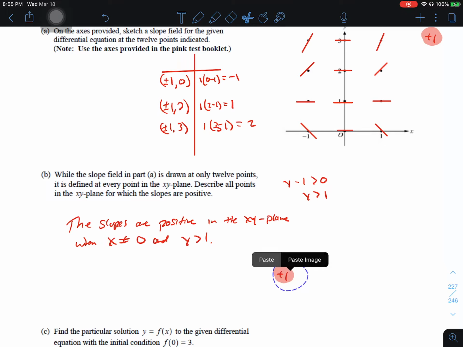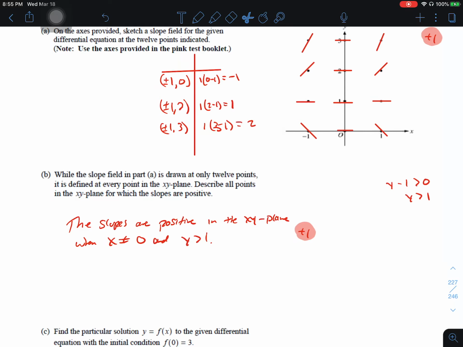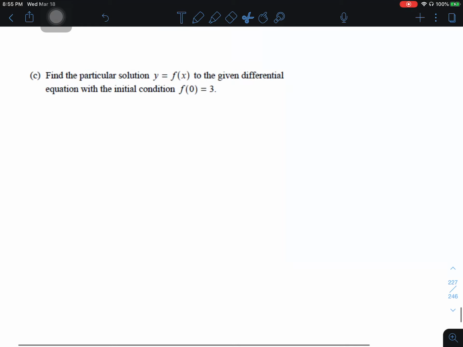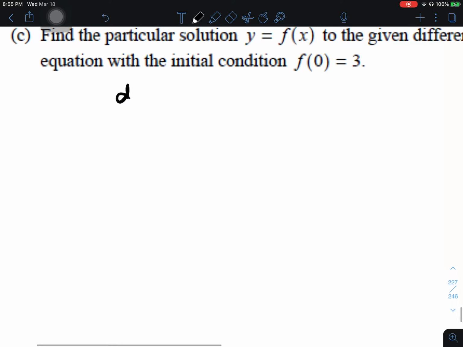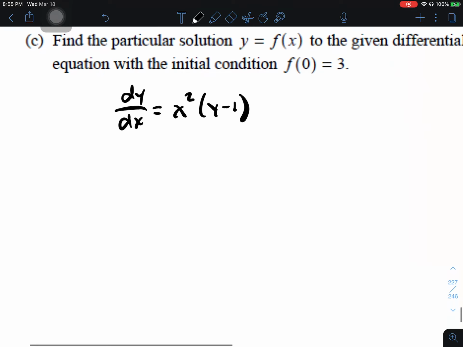You would get 1 point for saying that. Part C: find a particular solution y equals f of x to the given differential equation with the initial condition (0, 3). Well, the differential equation is dy over dx equals the product of x squared and y minus 1.